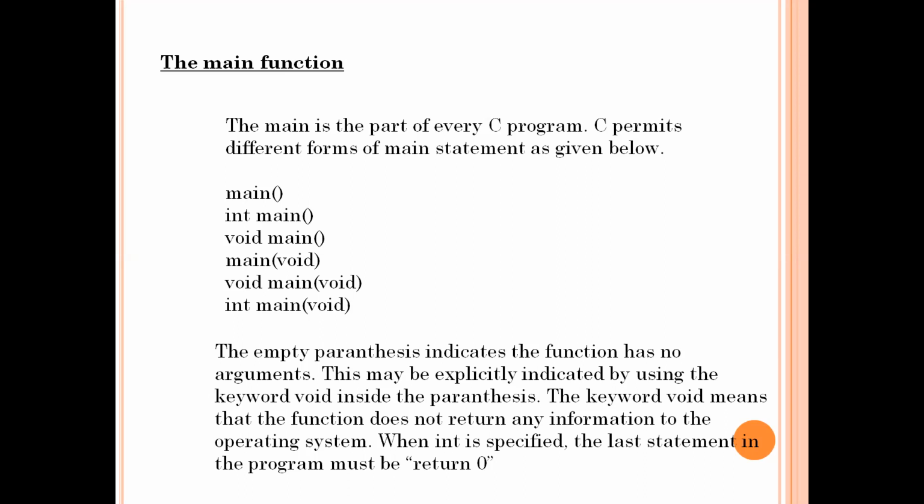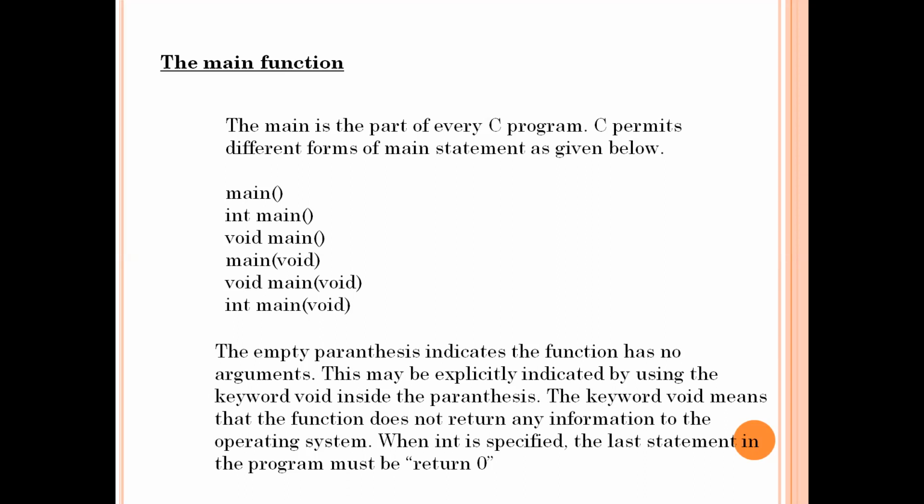As we said earlier, void is used to indicate that the function returns no value. The function does not return any information to the operating system, so we mention it with void. In case the function returns an integer value to the operating system, we would specify the function as int main(). Simply main() is the same as void main() or void main(void). Void is used to indicate there is no parameter or no return value.